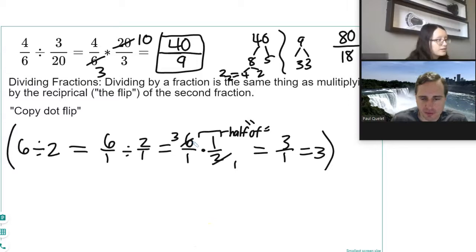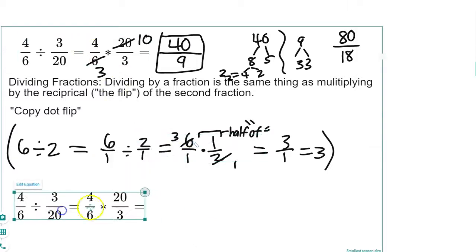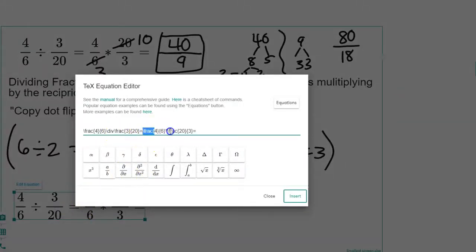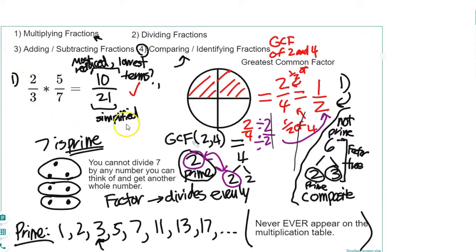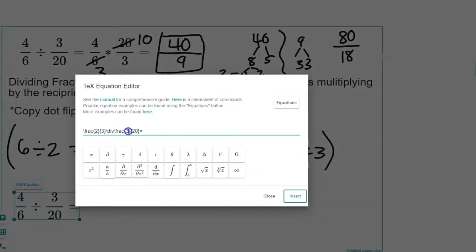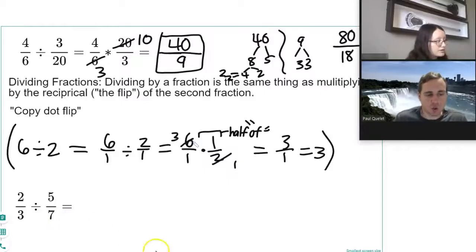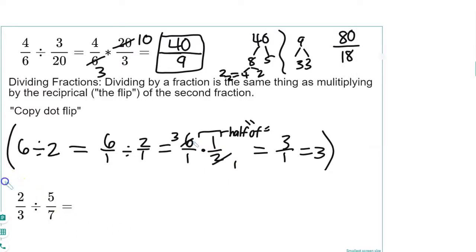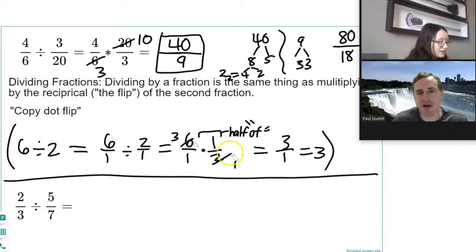Let's try another example. In fact, why don't we try the same numbers we did with the other one, except with dividing? Why don't we try 2 over 3 divided by 5 over 7? So what's the rule when you're dividing by a fraction? Copy dot flip, which is the same thing as saying dividing by a fraction is the same thing as multiplying by the reciprocal, which is the flip of the second fraction, right? That's more the full-blown form.